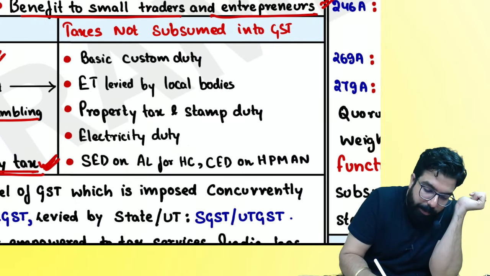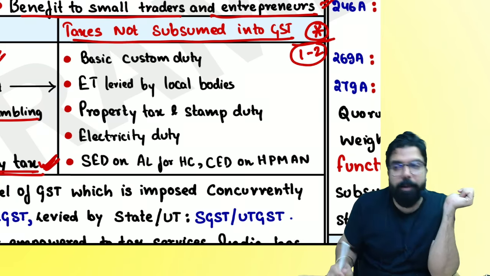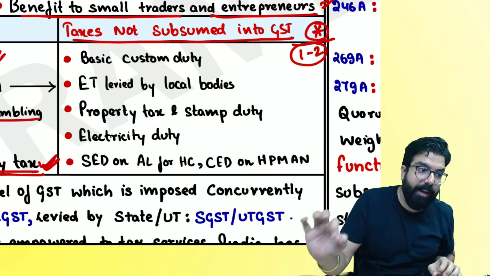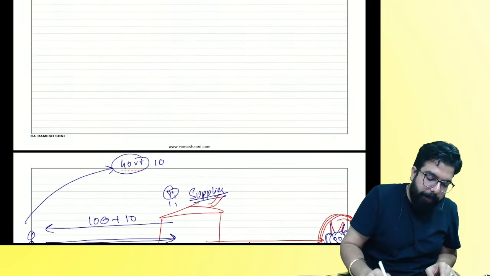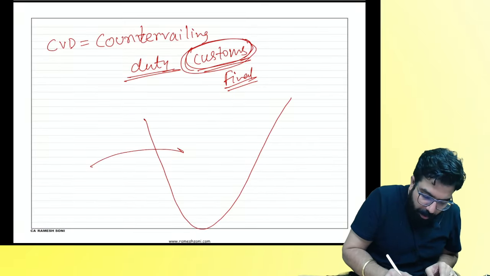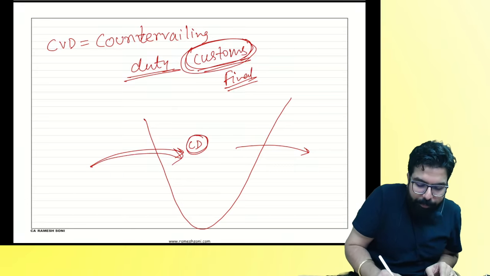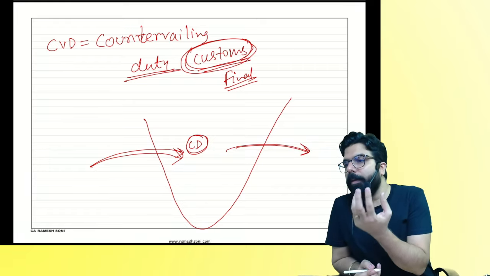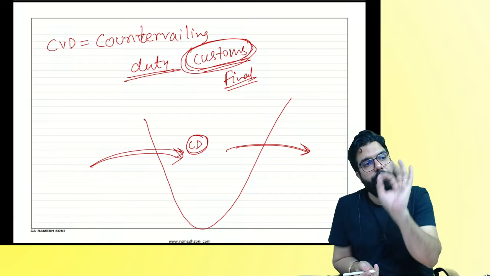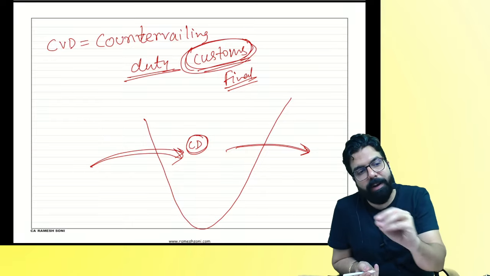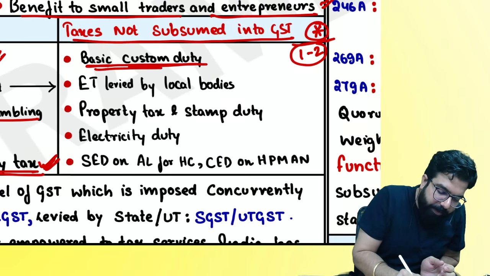Now, this is very important from the exam point of view. They ask a 1 or 2 mark question: what are the taxes which have not gone because of the coming of GST? GST came, but still these taxes have remained. What? Basic customs duty. Whenever you import or export, you charge customs duty. Import and export is basically international level. It is still happening. The government said basic customs duty will not be touched because of GST. Whatever customs duty was there on import and export will still continue.